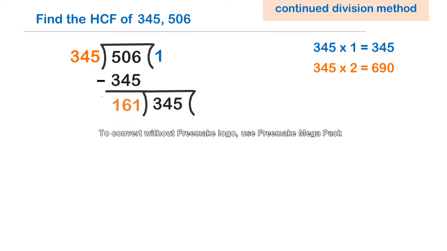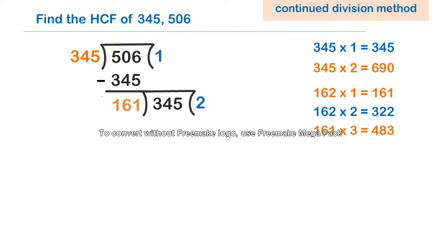See the table. 483 is bigger than 345. So we will take 322. How many times? Count. 2 times. So write 2 as the quotient. Now subtract 322 from 345. We get 23 as the remainder.